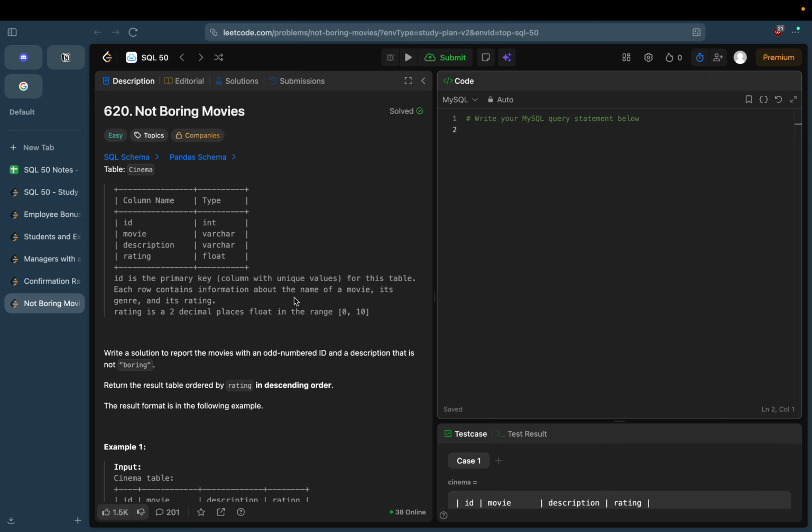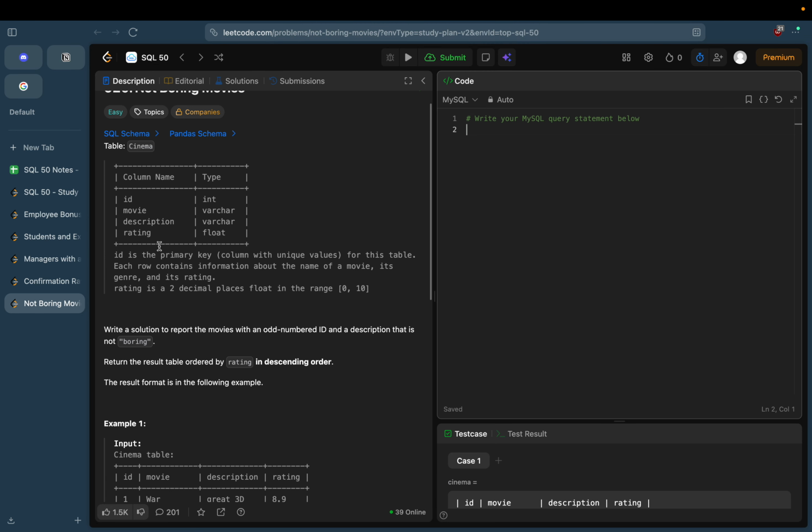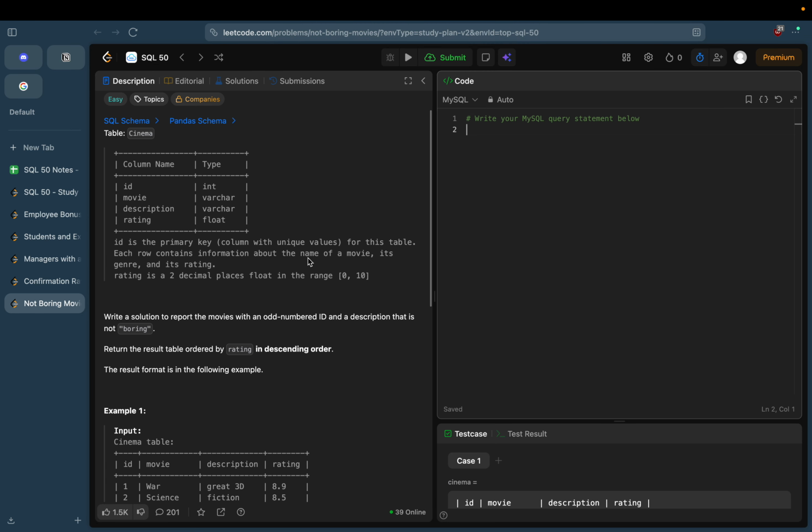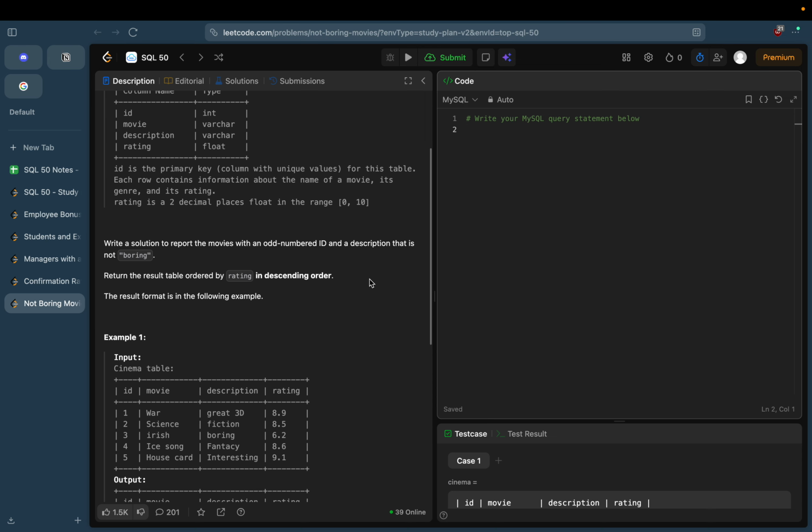Each row contains information about the name of a movie, its genre, and its rating. So movie name is there, description. I don't see a genre over here, but alright, they have said it. It might be present inside description. And its rating. Rating is a float. I think this is something that we'll use. Rating is a two decimal places float in the range of 0 to 10. So we have rating at the scale of 0 to 10 up to two decimal places.